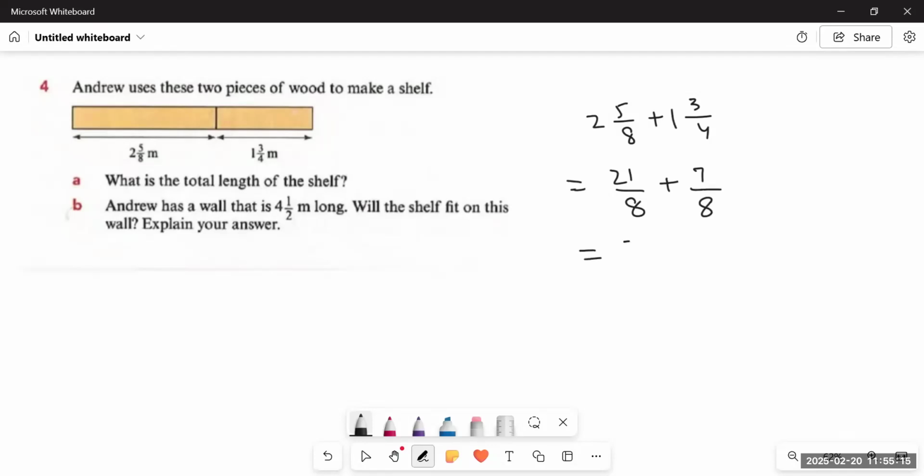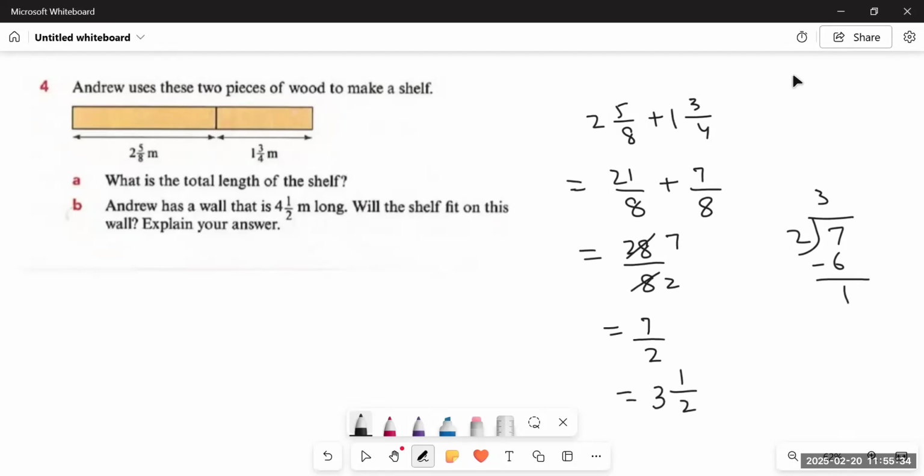Then we will add them. We will get 28 upon 8. Now we will simplify them. 4 2s are 8, 4 7s are 28. The answer to this would be 7 upon 2. But now we have to convert it into a mixed number. So it would be 2 3s are 6, 1 remainder. So the answer to this would be 3 whole 1 upon 2 meters. It means the total length would be 3 whole 1 upon 2 meters.